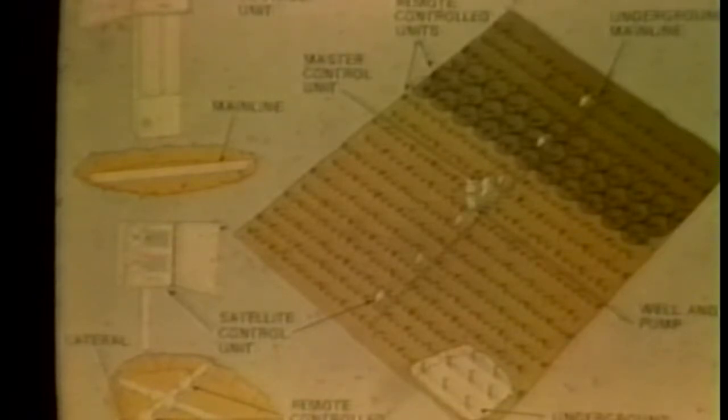Most permanent systems are designed to have only part of the sprinkler system operating at the same time. This is done by opening and closing control valves located at the sprinklers or on the lateral lines.